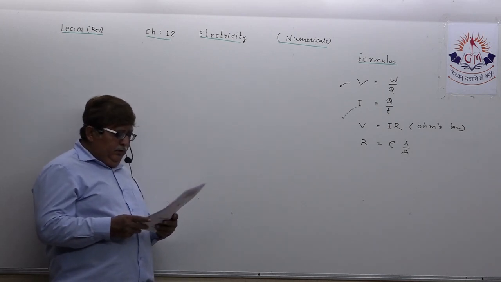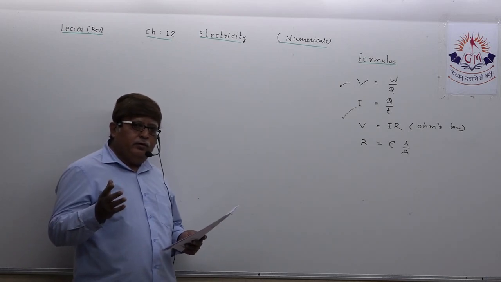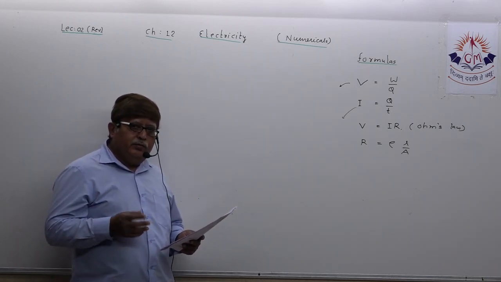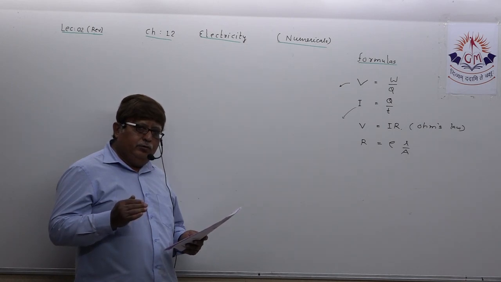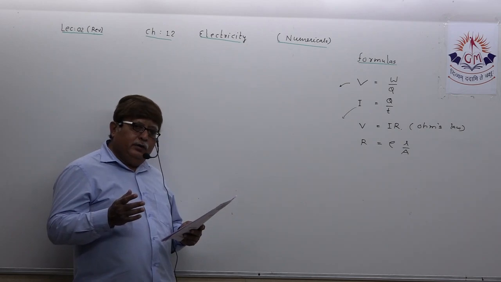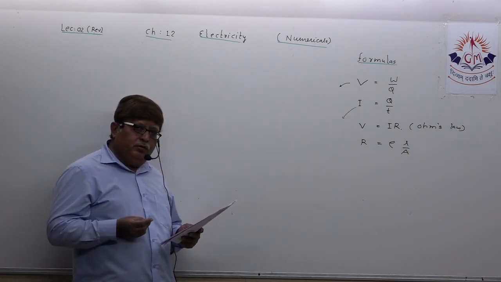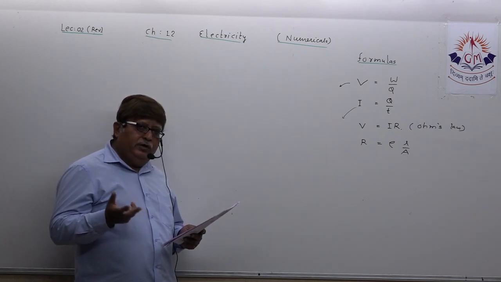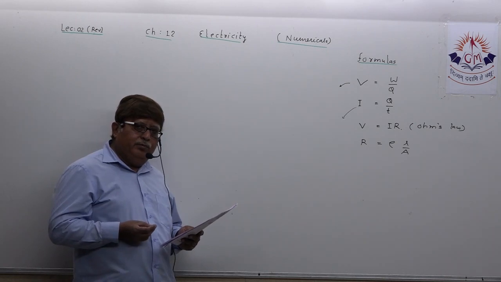How many electrons will pass through the bulb? Immediately it will strike your mind, like example number 6, I equals Q upon T. You will find the amount of charge, and from the amount of charge you will immediately multiply it with that particular number. What is that?